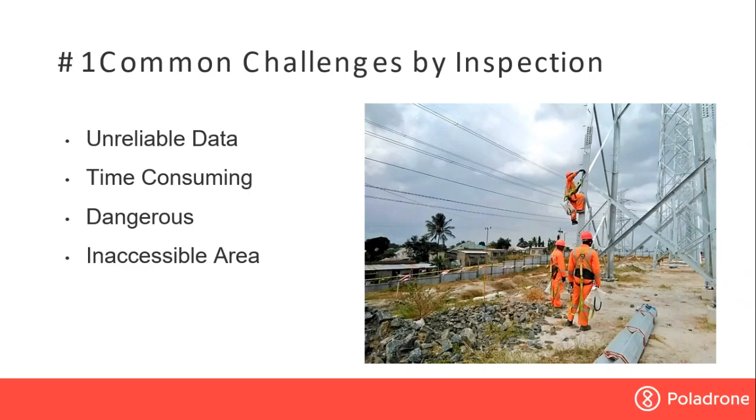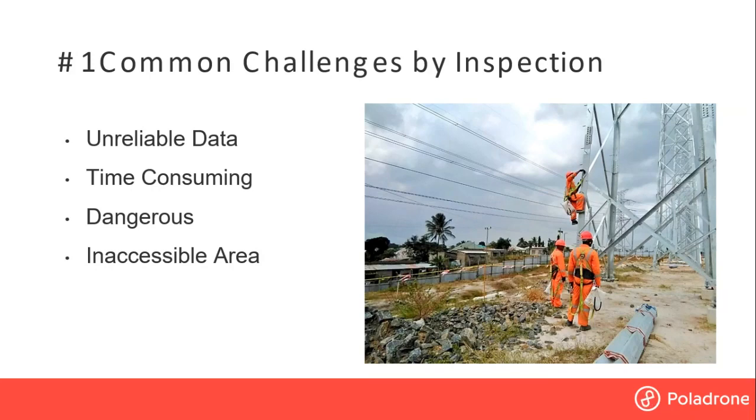The first one is unreliable data, because when you take the data using human labor, there might be human error, and it's also very time consuming. As you can see in the pictures, when you do an inspection on a telco tower or a power line, you need humans to climb up the buildings or structures to take readings. It's also very dangerous, as you can see in the pictures. When it comes to a certain height, it's very dangerous for the labor as well.